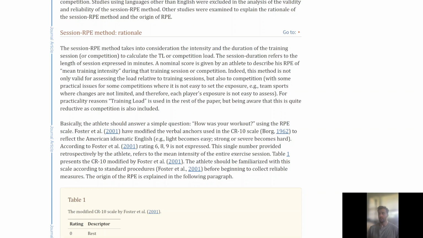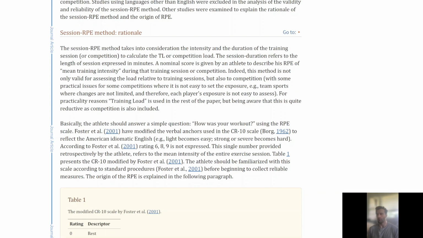So RPE, you should already know about given some of the resources that I put in the onboarding process, but it's just the rating of perceived exertion. It's your rating of intensity of a given exercise or a movement pattern at a given load to try to make sure that we're training close enough to failure or high enough intensity to get the adaptations that we want. So Session-RPE is just really a measure of the intensity of the session as a whole.